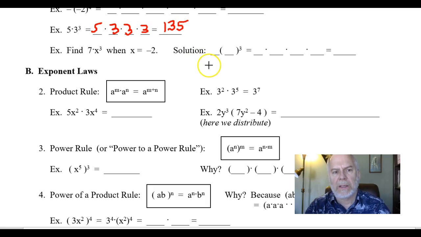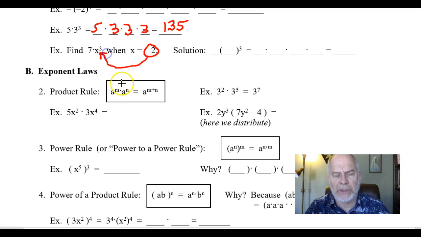All right. Now in the next example, it's an expression with x. Find 7x to the 3rd power when x is negative 2. So we know the value of x, it's negative 2, and we're going to insert that into the expression where the x is. So we have 7 times negative 2 to the 3rd power. So because the negative 2 is in the parentheses and the parentheses is taken to the power, we're going to have just 7, but then 3 negative 2's.